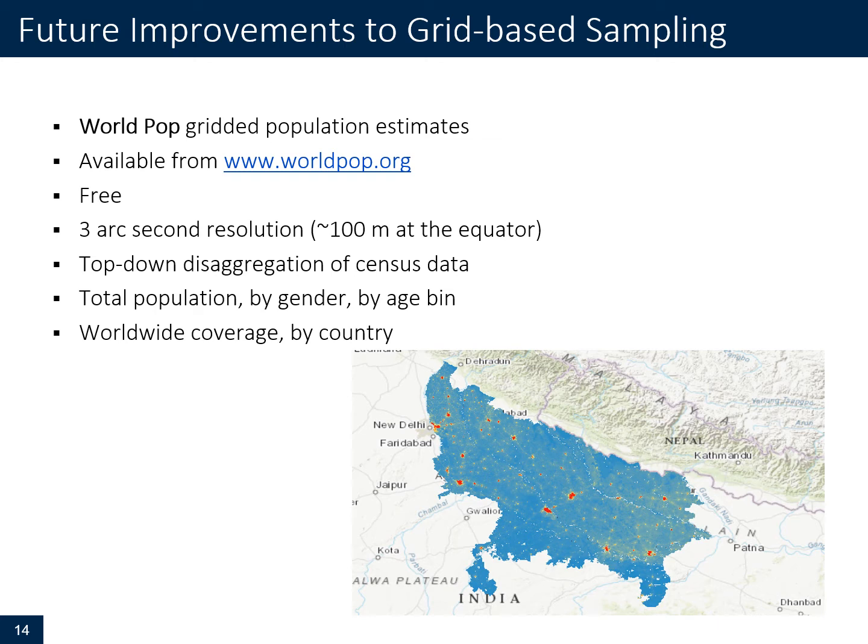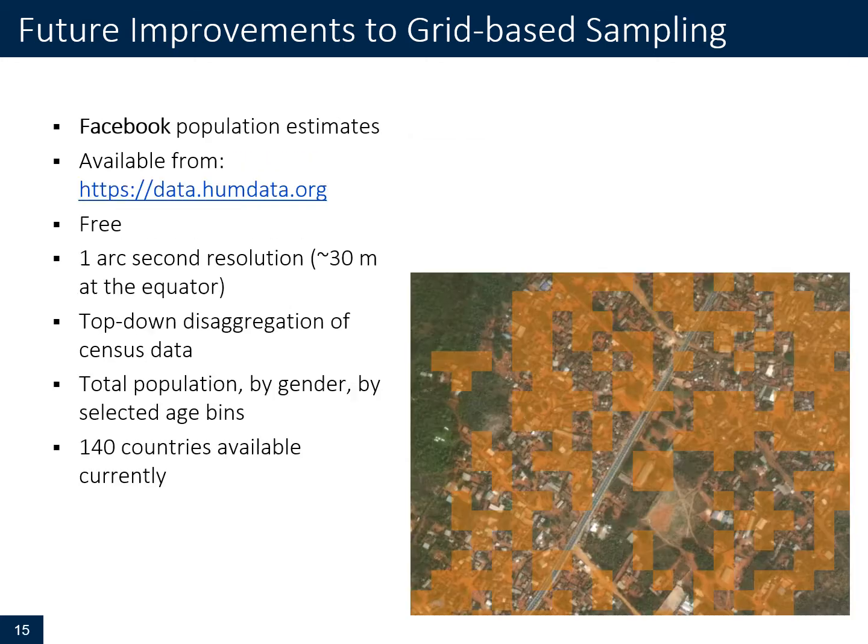This can lead to many cells having the same population estimate. Although this level of inaccuracy can be problematic, the data is available worldwide, by country, and also can be downloaded by gender and age bin. Other providers continue to make population estimation rasters available.